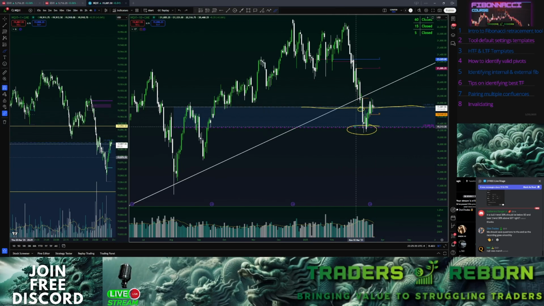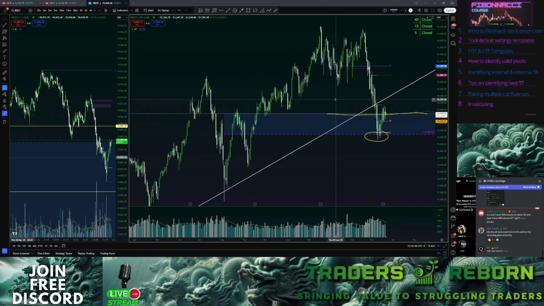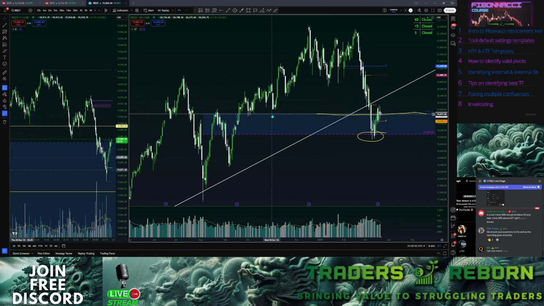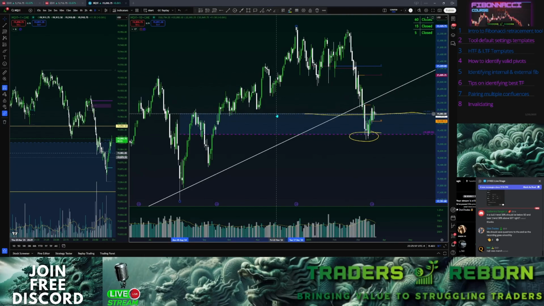Usually my targets are at the 38% because, especially with NQ, there's a lot of manipulation that happens within NQ. It's a lot more volatile than, let's say, ES. So this usually happens on the lower time frame, but when you draw a fib on a lower time frame, what you're going to see is price actually hits 38% more than it does 50%.